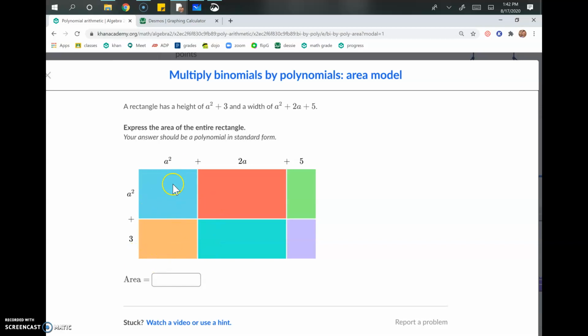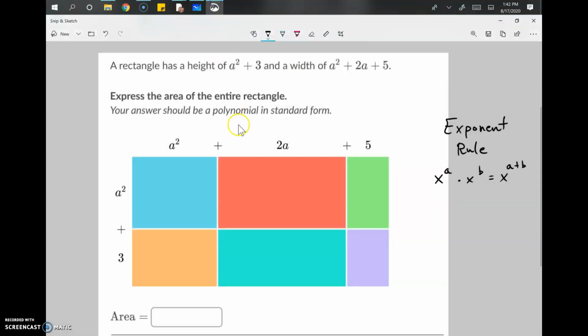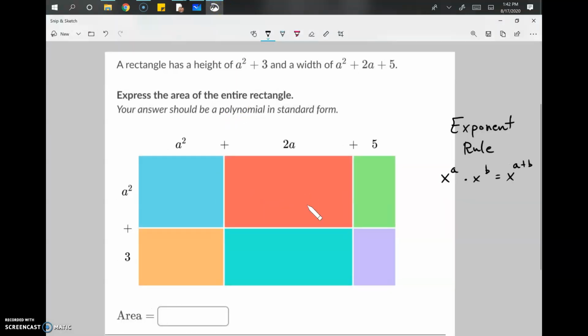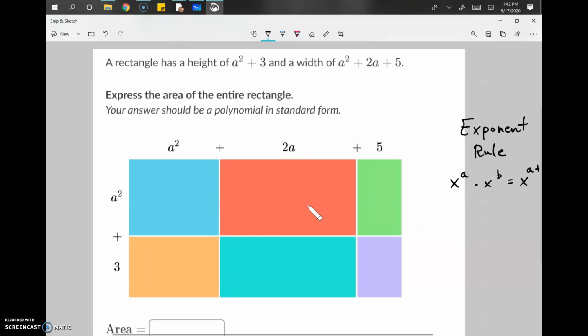Because one, it helps me. It already has the boxes here for me to keep track of stuff, and two, it helps me understand conceptually what's going on. I'm finding an area of a rectangle that I don't know any of the values for, because there are variables here, some unknowns. So how do I find area if I don't know what the length and the width are? Well, the concept is the same: area equals length times width.